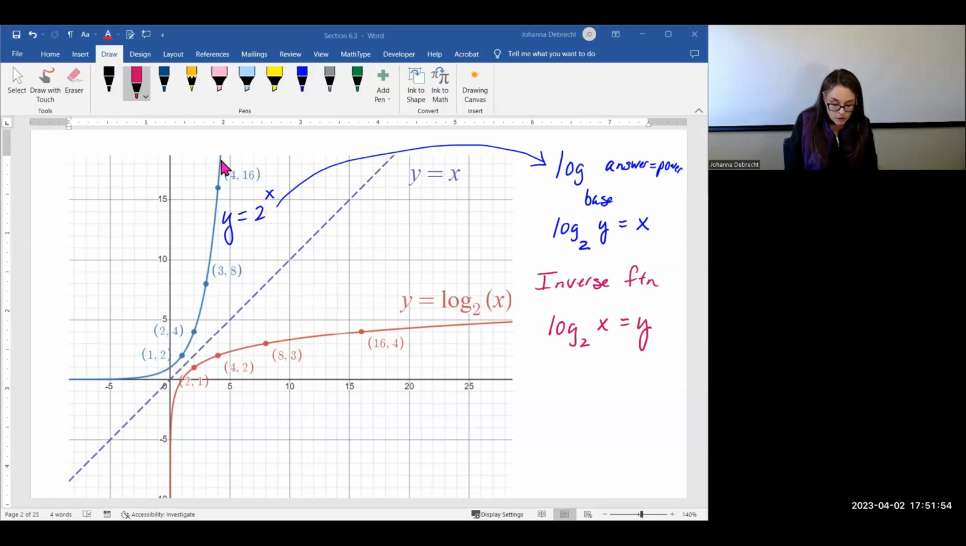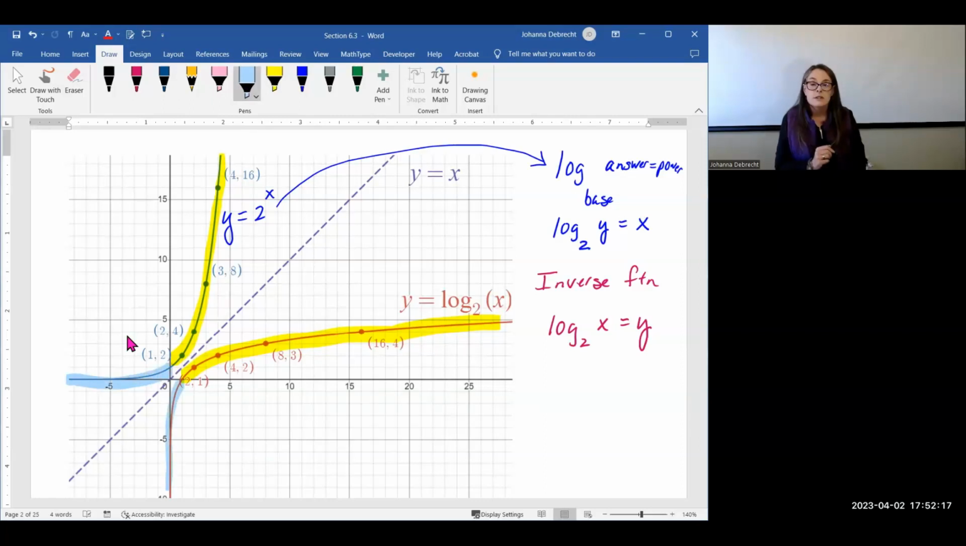Notice that they are mirror images. If I fold this graph along the dotted purple line, the identity function, they will lay on top of each other. So this part right here lays on this part right here, and this part right here lays on this part right here, right? So you can see it's going down, approaching the negative y-axis as a vertical asymptote. The exponential has a horizontal asymptote. The logarithm has a vertical asymptote.